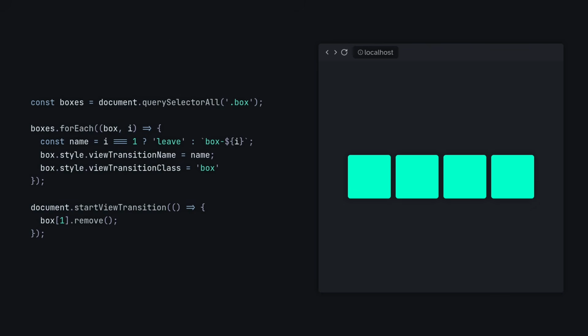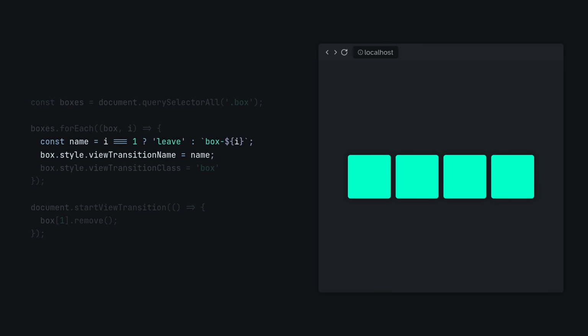And then using JavaScript, we're going to assign the view transition names so they're unique. But of course, if you want, you can also do this in CSS, but I think it's easier doing it this way. So first we're going to query all of the boxes, and then we're going to loop over each box. And then for every second element, we're going to apply the leave view transition. Otherwise, we're going to give it a unique view transition name. And then we're going to apply the name. And we're also going to specify a view transition class so we can reference the same elements so we don't have to repeat ourselves. And then we can start the view transition.